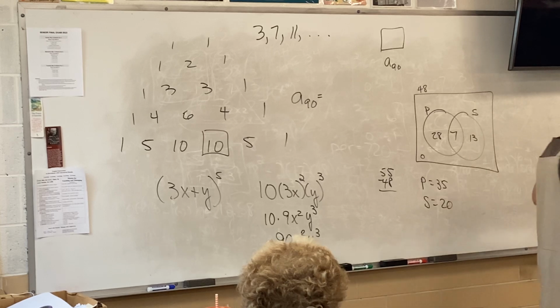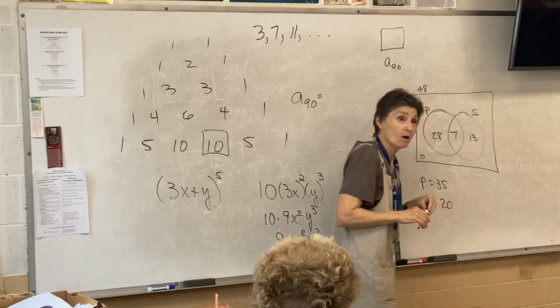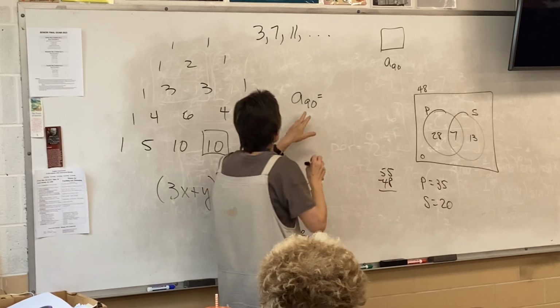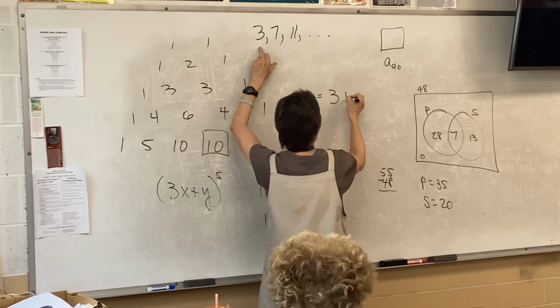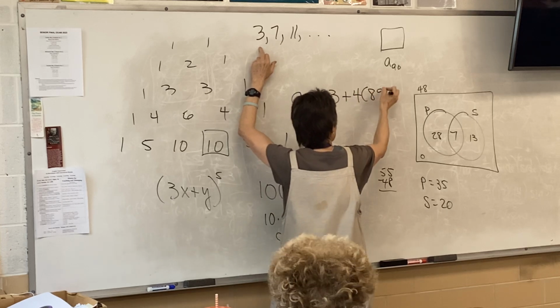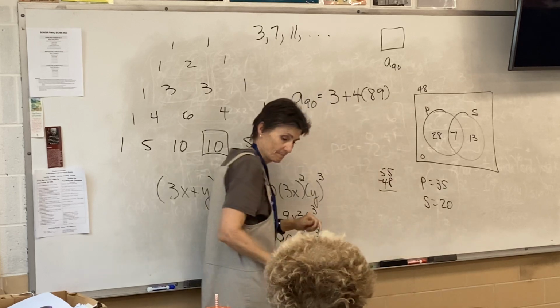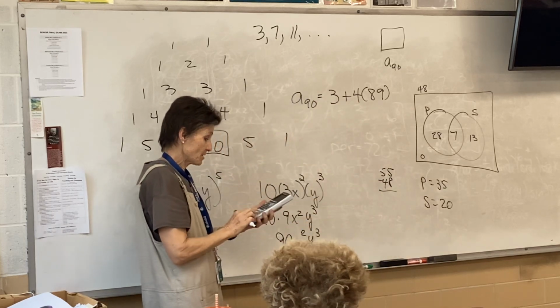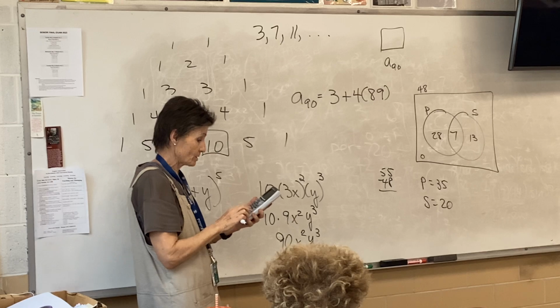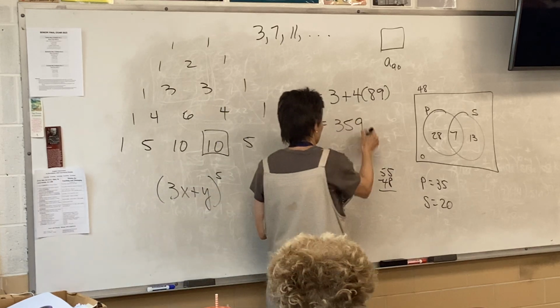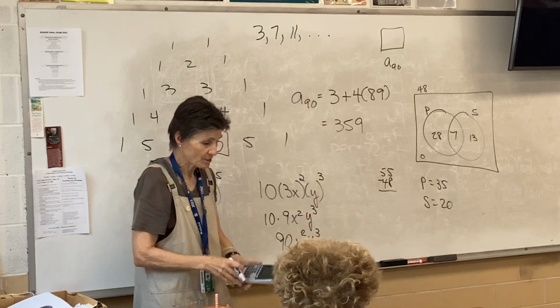Now, just like before, you need to know what formula does what. So that's the arithmetic formula. It says take the first term plus the common difference times n minus 1, and n is 90. So the answer is 3 plus 4 times 89, 359. That's it. That's all there is to it.